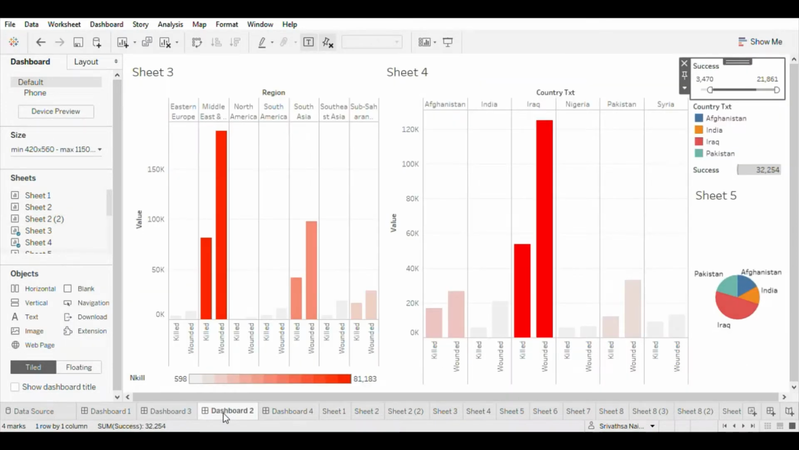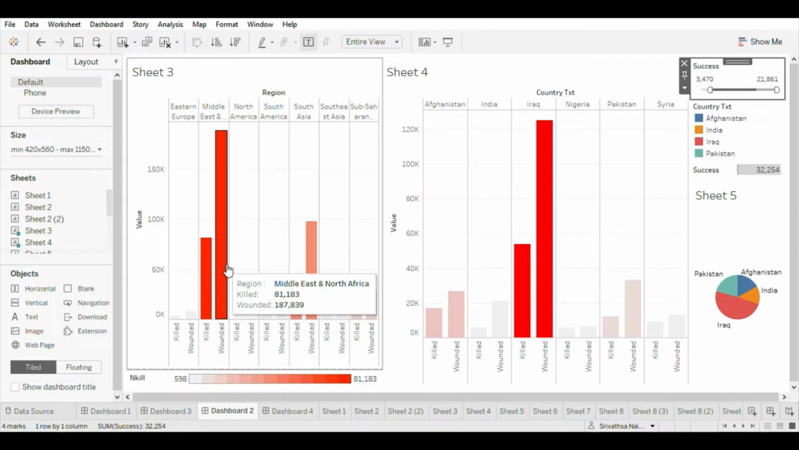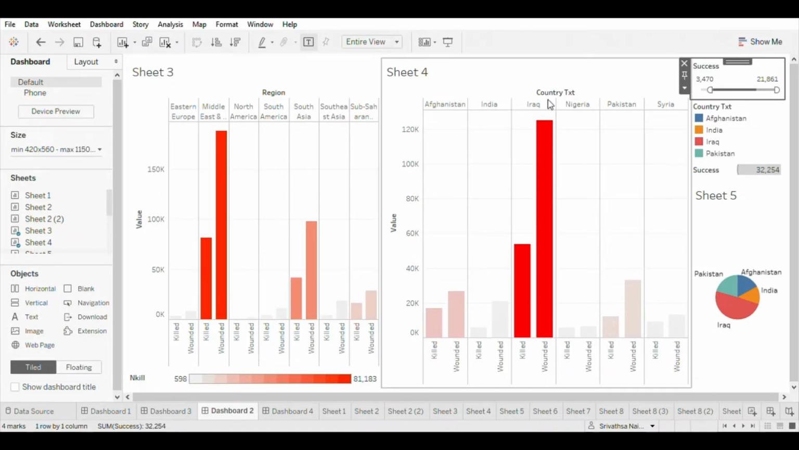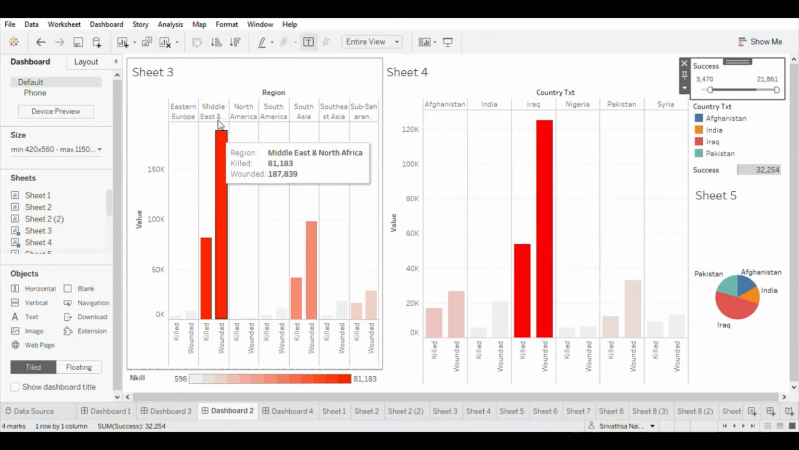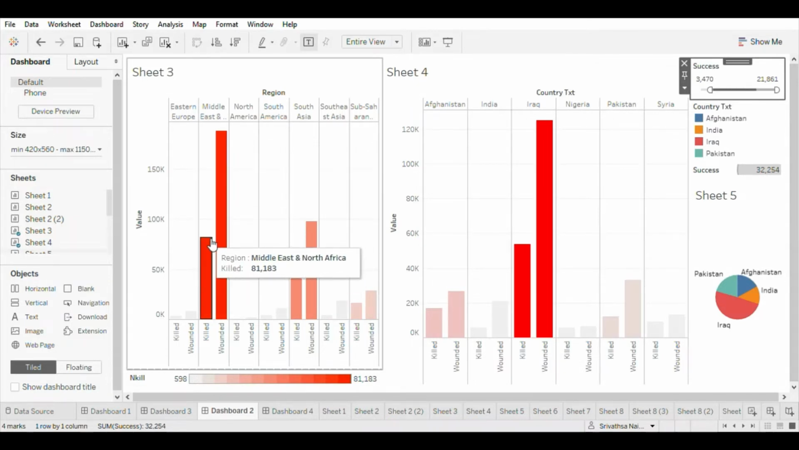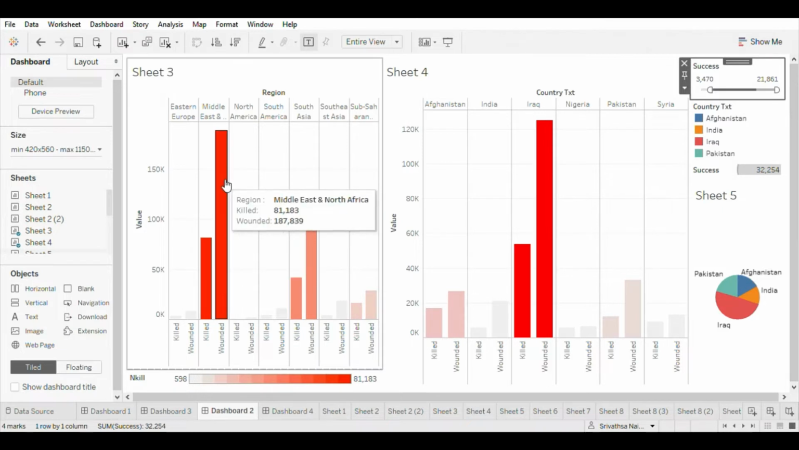The next visualization shows the number of people wounded and the number of people killed region wise as well as country wise. We can see that the Middle East and Africa region has the highest number of wounded people as well as the killed people, with wounded people being 1,87,000 and killed being 81,000 people.